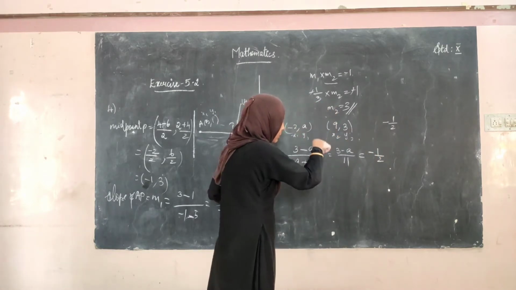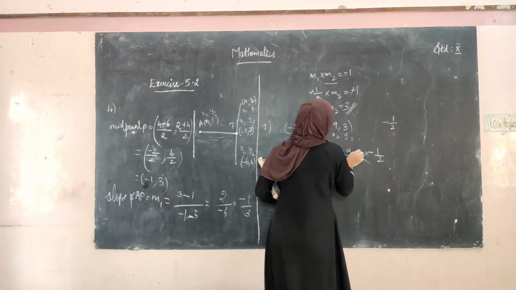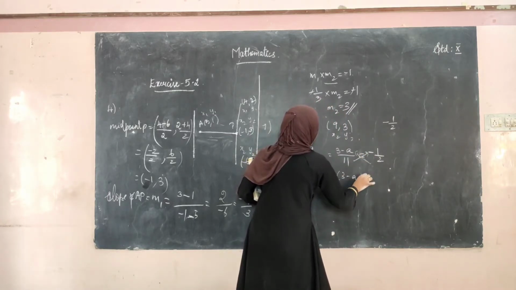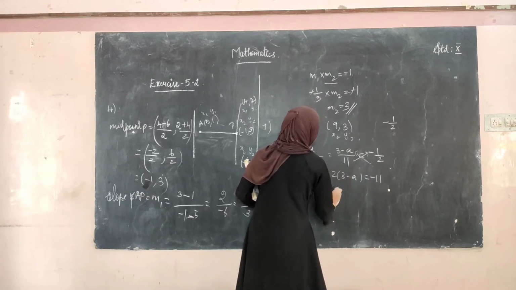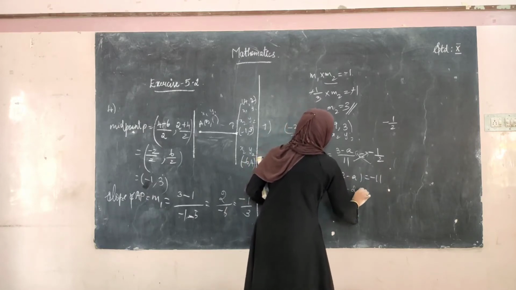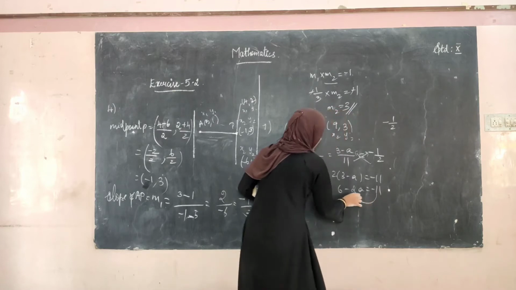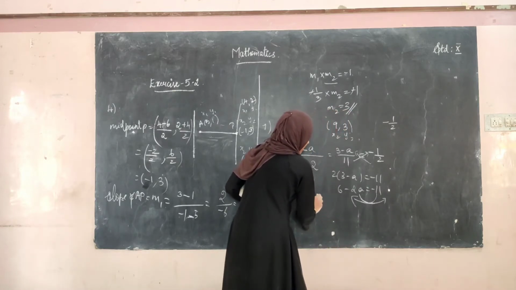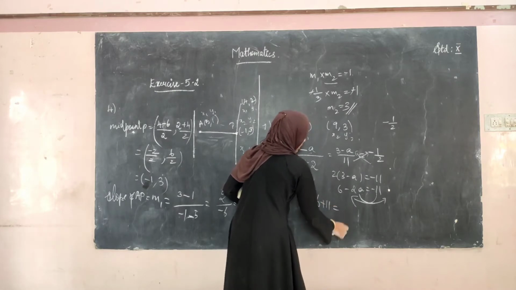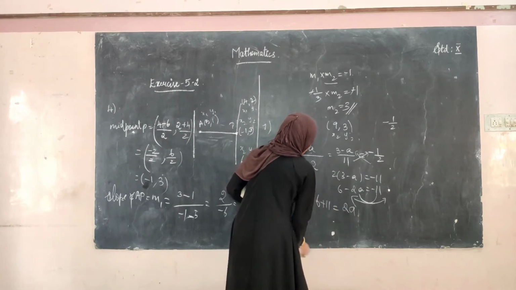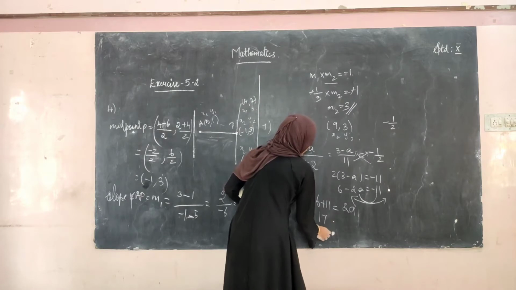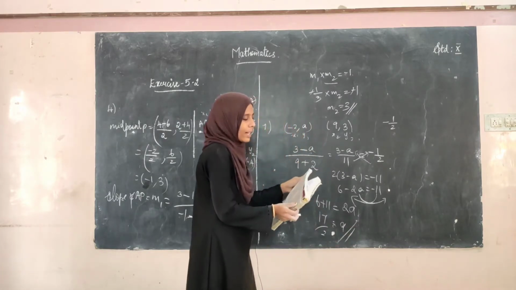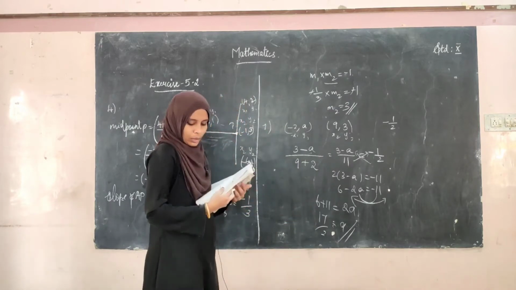Right. So if we cross multiply these two, what will we be getting? 2 into (3 minus a) is equal to minus 11. It is 6 minus 2a equal to minus 11. Bring this side and bring this minus to this side. So what happens? It is 6 plus 11 equal to 2a, which is 17 divided by 2 equal to a. So a's value is 17 divided by 2.